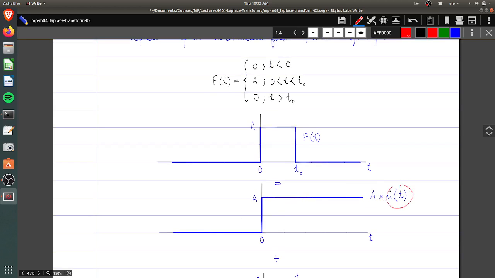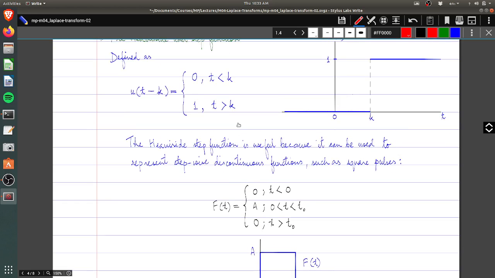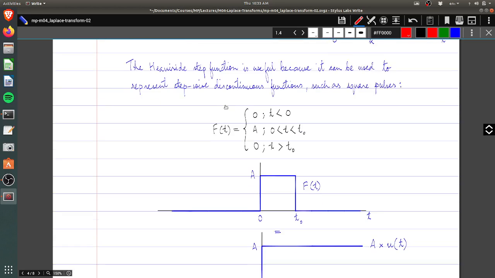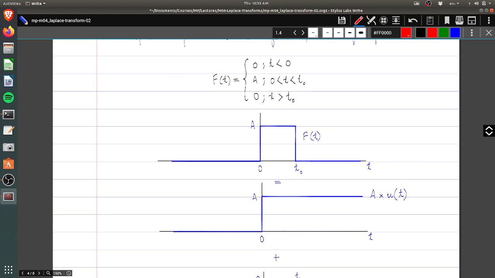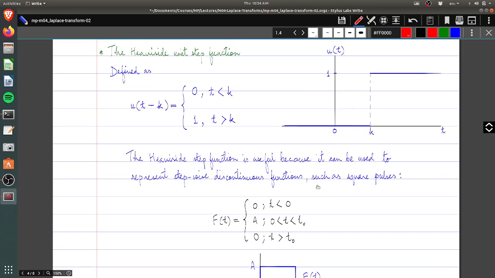So if I multiply this u of t with a, what will happen? Here it takes only two values, 0 or 1. If I multiply this function with a, this will still remain 0 because 0 times a is 0, but this is going to become a. So instead of the Heaviside step function giving you either 0 or 1, a into u of t is going to give us either 0 or a. So this is a constant multiplied with a unit Heaviside step function, in which the step occurs at k equals 0.